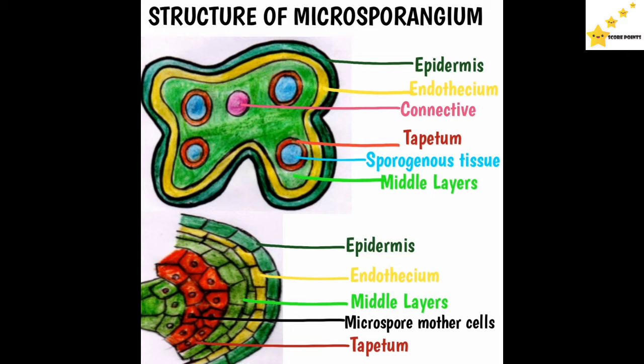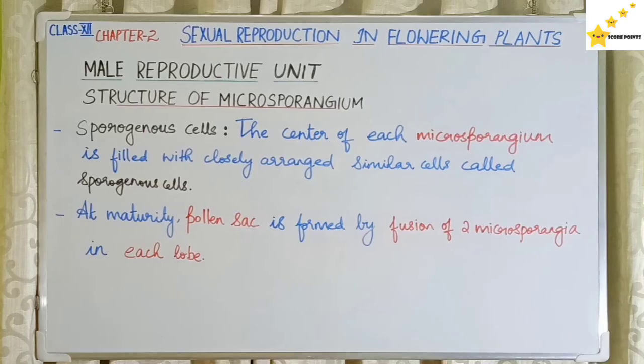Inside the tapetum layer you can also find the microspore mother cells. Important term here, it is sporogenous cells. The center of each microsporangium is filled with closely arranged similar cells called sporogenous cells. At maturity, the pollen sac is formed by the fusion of 2 microsporangia in each lobe.